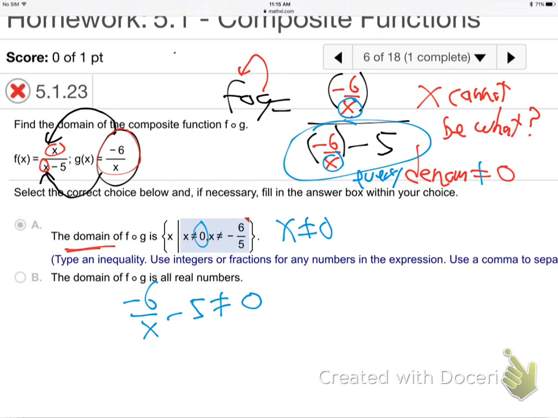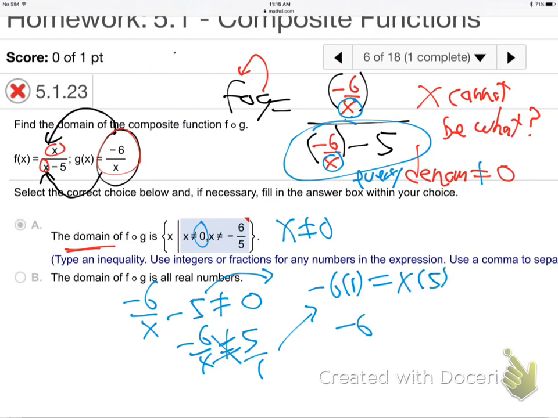Common denominator of x. You could do that, yeah. Or you could just move the 5 over and cross multiply. Either way. So I'll just move this over. It becomes a positive 5 when you jump it over. And then you can put the 5 over 1 and cross multiply diagonally. Seen that before? So minus 6 times 1 is x times 5. So that's minus 6 is 5x.